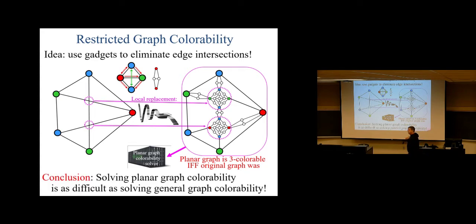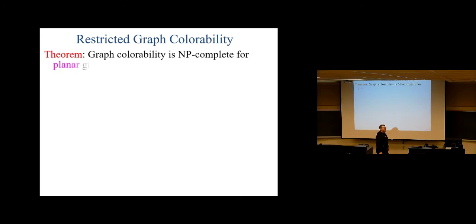The previous proof, or gadget replacement strategy, was max degree 4, but not necessarily planar. What if you restrict the graph to be both planar and max degree 4? Each one is a big constraint. Put them together, maybe the problem is now easy. Turns out it's still NP-complete. It's max degree 4 and planar at the same time. What do you think the proof would be? Take a wild guess.